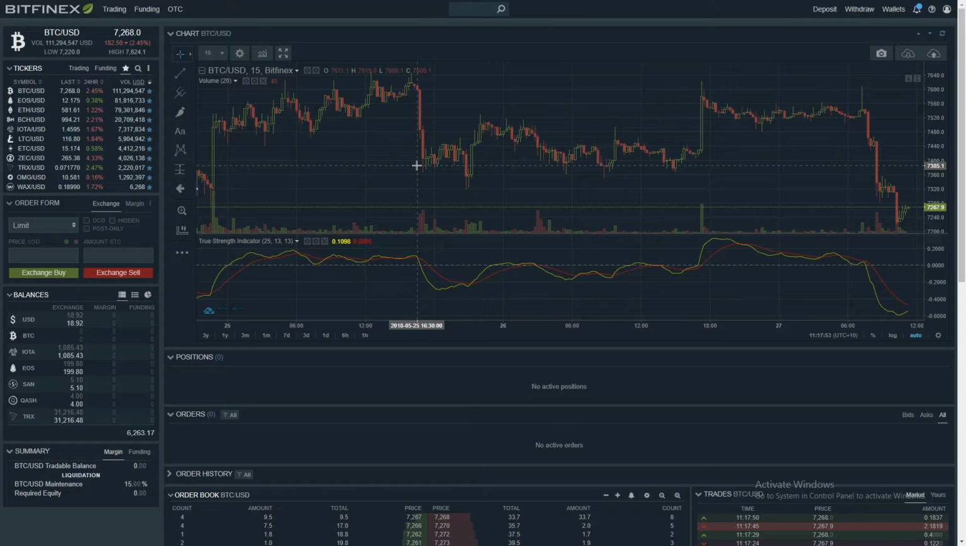If you're trading by machine, you're going to be building algorithms, and I'll teach you how to build a whole bunch of these in my future series as well. But Bitfinex and most exchanges have these indicator lines. That's these lines down the bottom here.